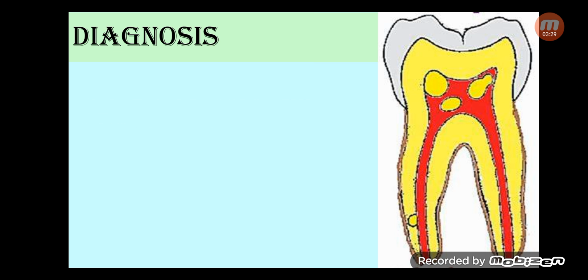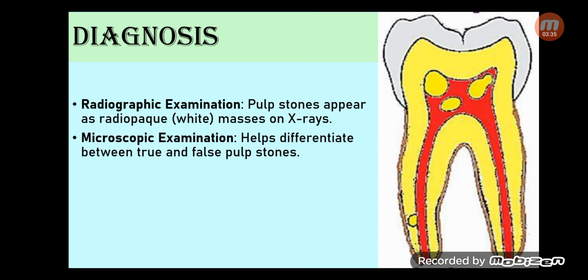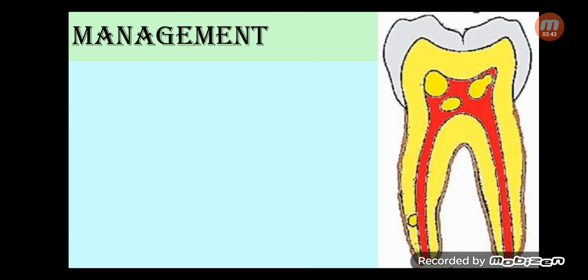Now let's talk about the diagnosis of pulp stone. It is mostly radiographic examination. Pulp stone appear as radiopaque masses on X-rays. Microscopic examination can also help differentiate between true and false pulp stone. And then we will talk about the management of pulp stones.